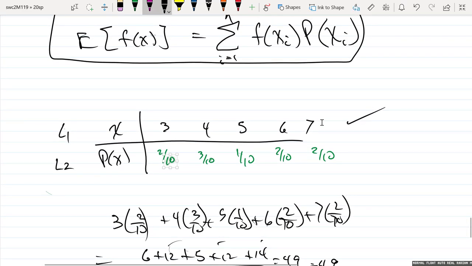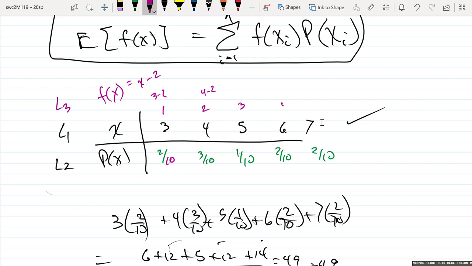Now, let's finish this up. If we have a third list, list 3, which is a function of x, such as, let's say that the function is going to be, let's go with a minus 2. F of x equals x minus 2. So that means 3 minus 2 here, which would make that a 1. 4 minus 2, which would make that a 2, a 3, a 4, and a 5.